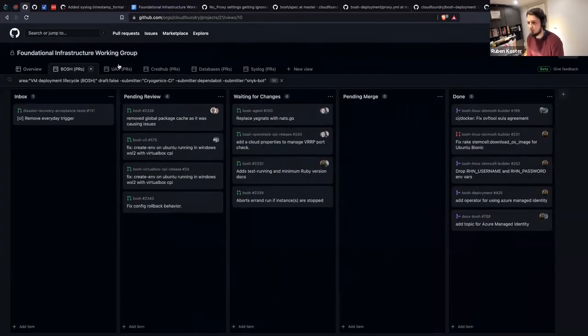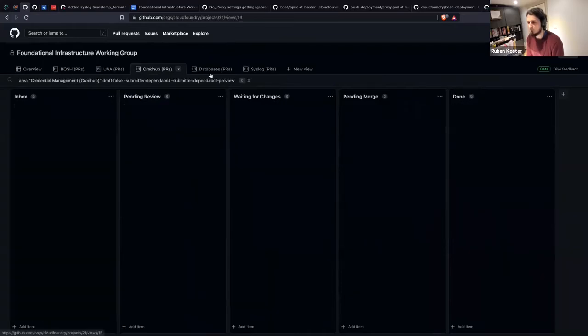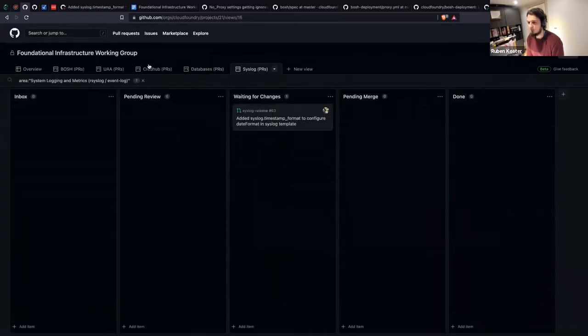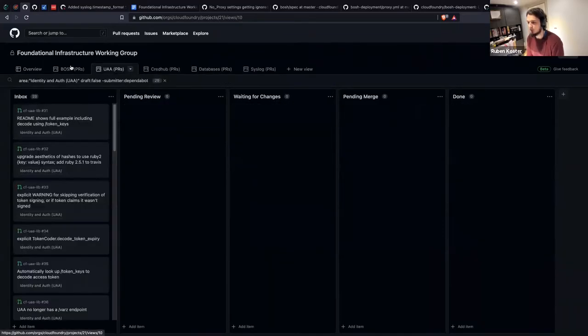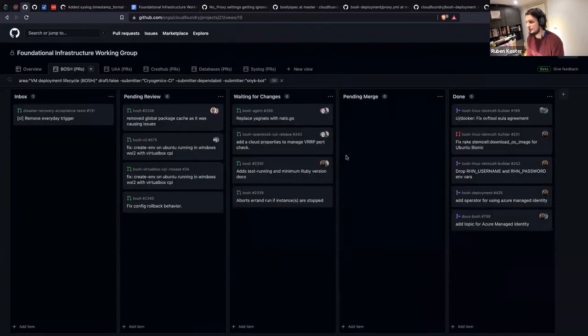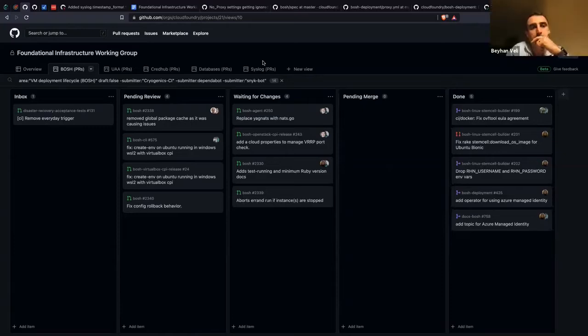Here I have all the issues of our working group in one project, but then you can have different views for different things. So I was thinking we could similarly have a view for issues. We would have some sort of inbox and track it through different states, like we have with pull requests. I think that would be ideal.